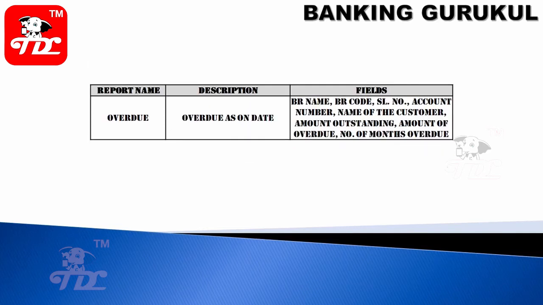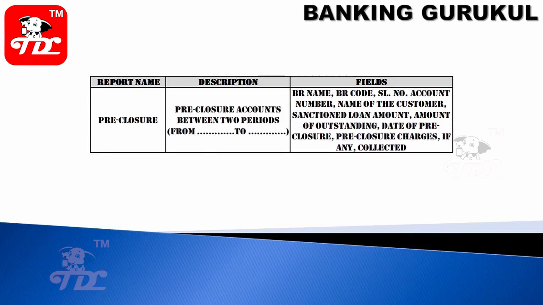Overdue reports. Your bill is generated and sent for collection and it is returned, then OD is started. So this report will give what is the amount overdue, number of months overdue, and with this, the bank can do a follow up with the customer and get the money paid immediately to this account.